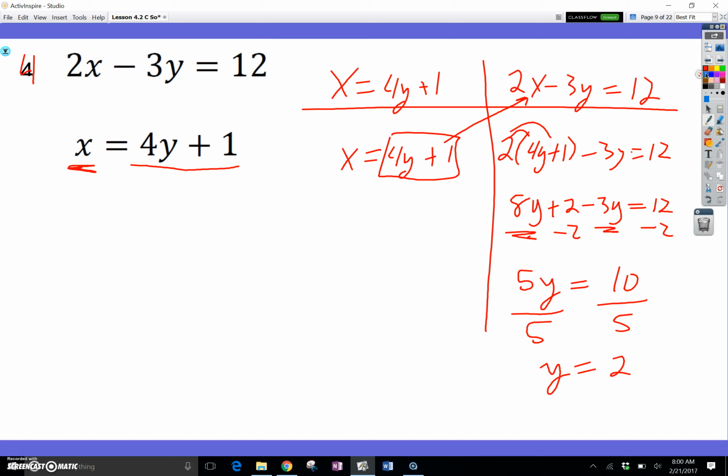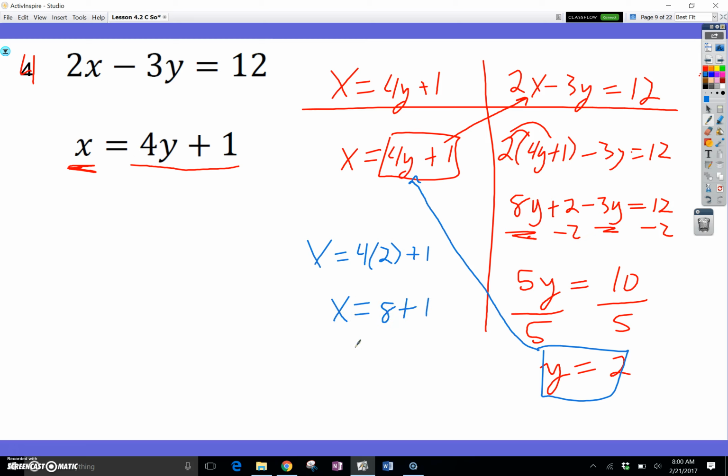Okay. So now that I know what y equals, I just substitute that in back here to get x is equal to 4 times 2 plus 1. That's x equals 8 plus 1 to get x equals 9. So your ordered pair here is 9, 2. That is where they would intersect if you put this into Desmos. And guys, I just want you to realize that you can check every single one of these answers using Desmos, so feel free to jump in there and do that.